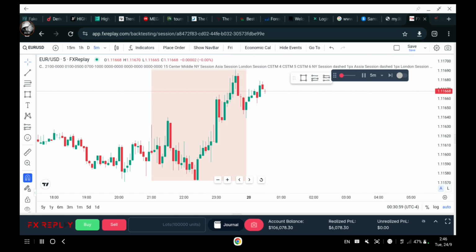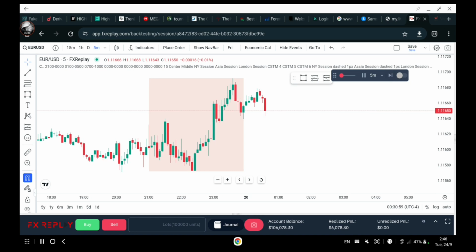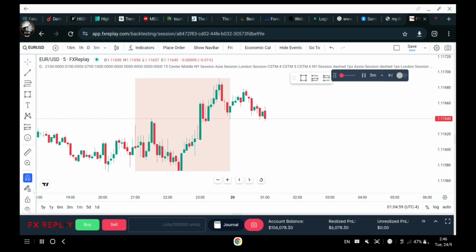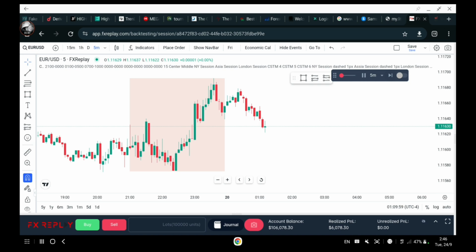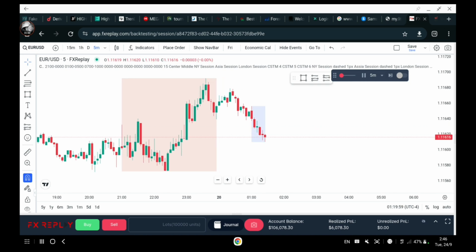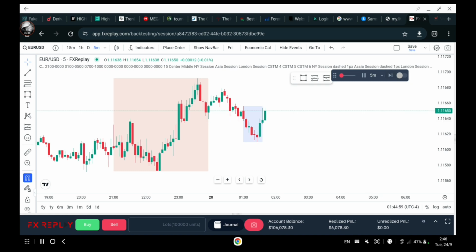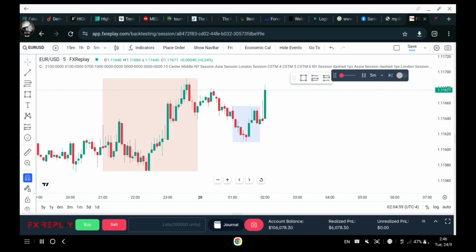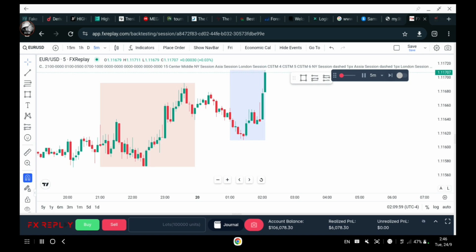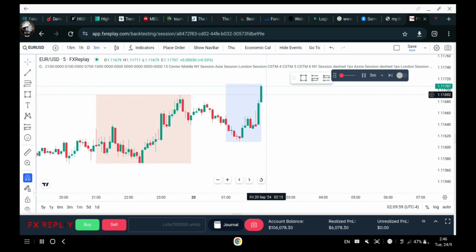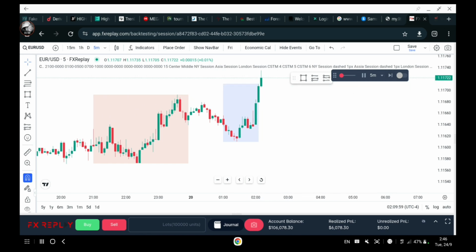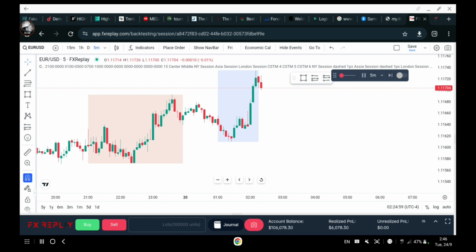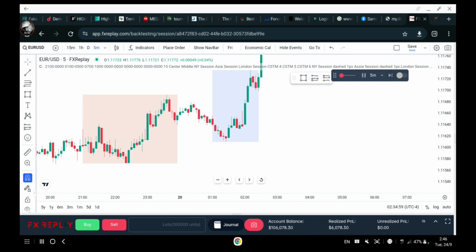Okay, we haven't swept any side. So we wait for liquidity raid of the 9 AM range's liquidity. Okay, we swept that high, a lot of momentum, and we got those gaps. So let's see how the market presents itself for us.